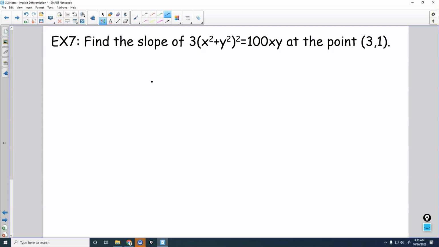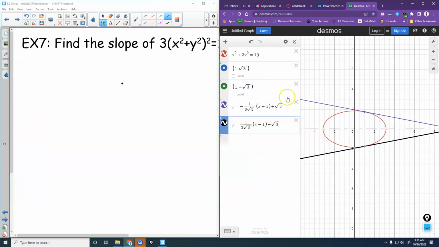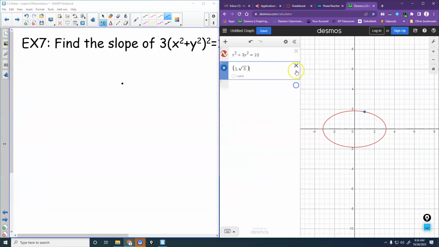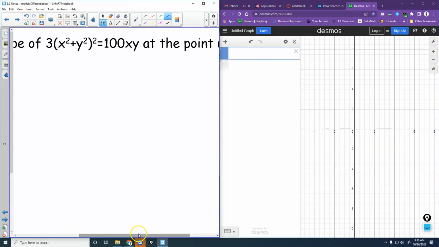Okay, so this one's a little bit more difficult. I got 3 times x squared plus y squared equals 100xy. I just want to graph it to see what it looks like, because they're so cool. Desmos has made it where we can graph all this stuff, and you used to not be able to graph hardly anything. Everything had to be solved for y when it was just the calculator.